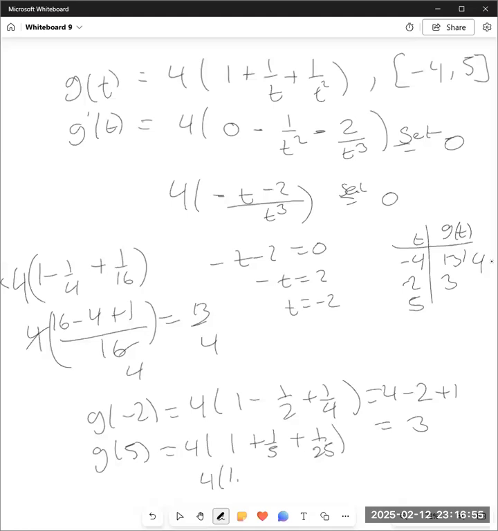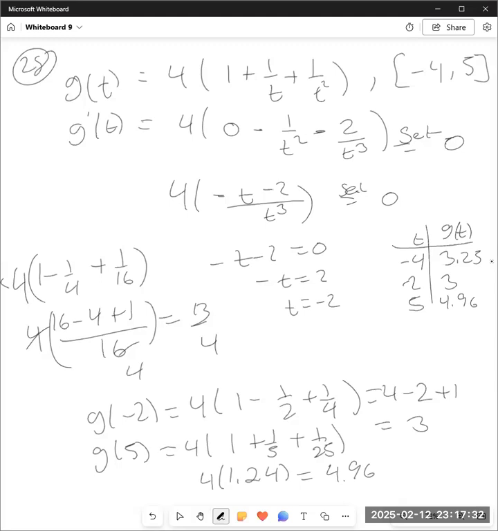4 times 1.24 is 4.96. This is 3.25. I'm doing the wrong problem. This is 28. I'll go back and do 27 in just a second.